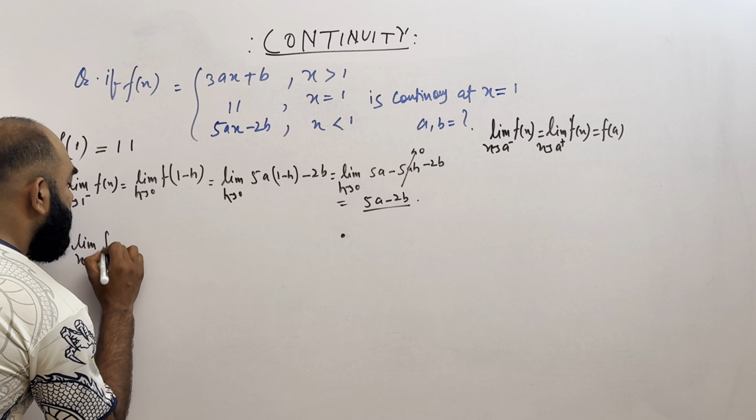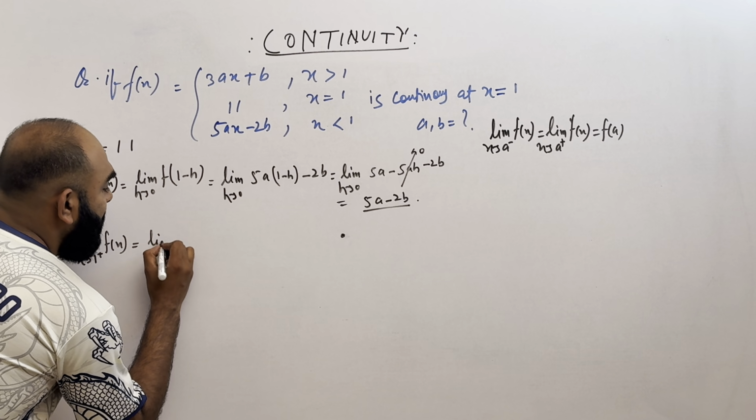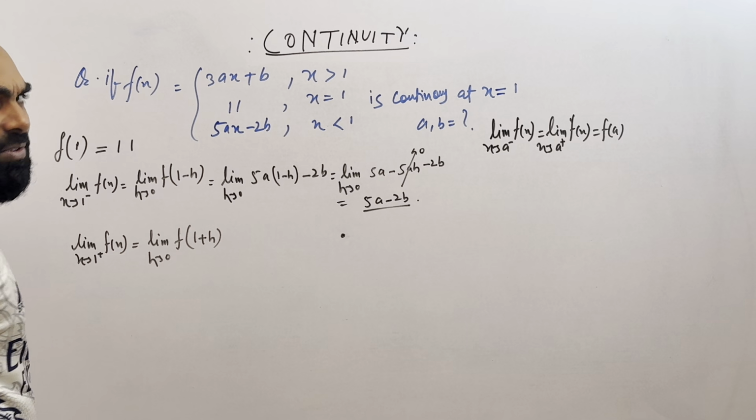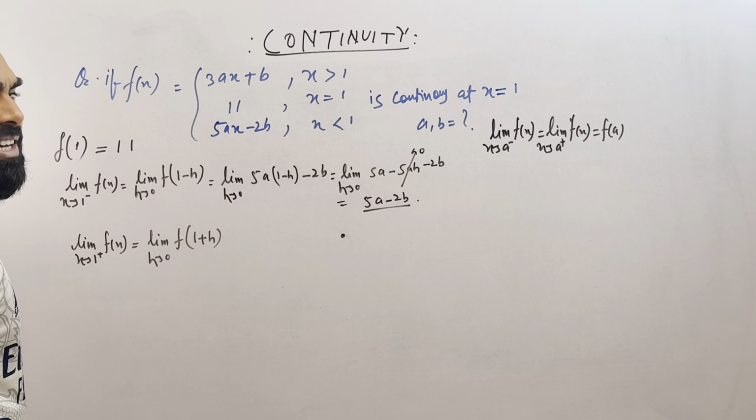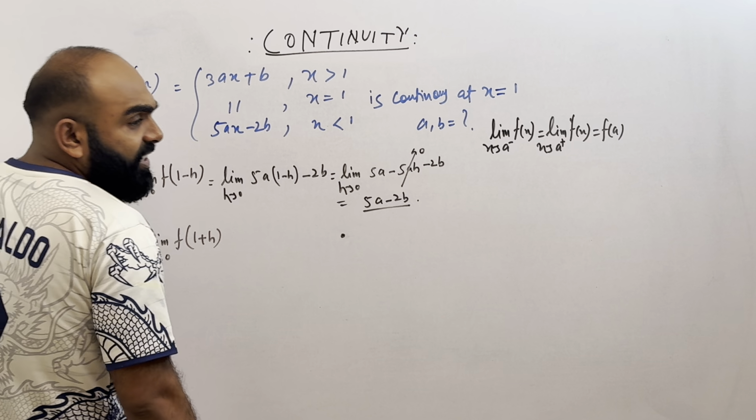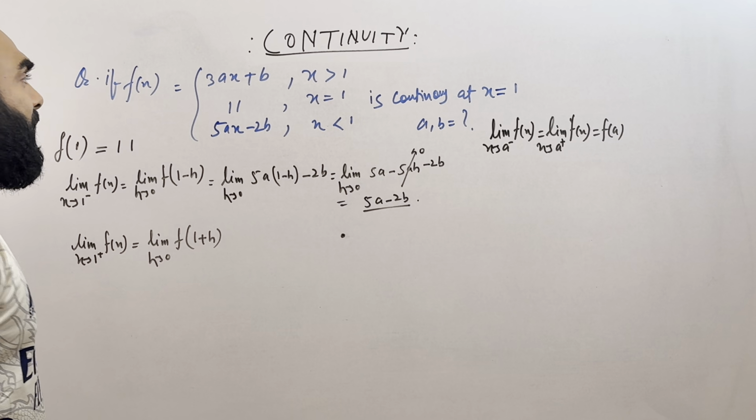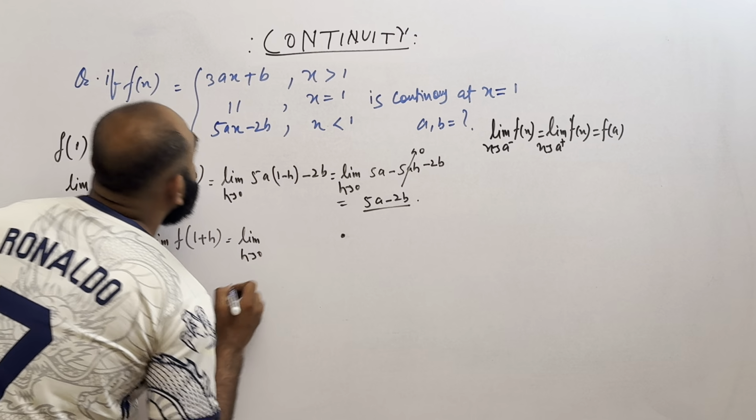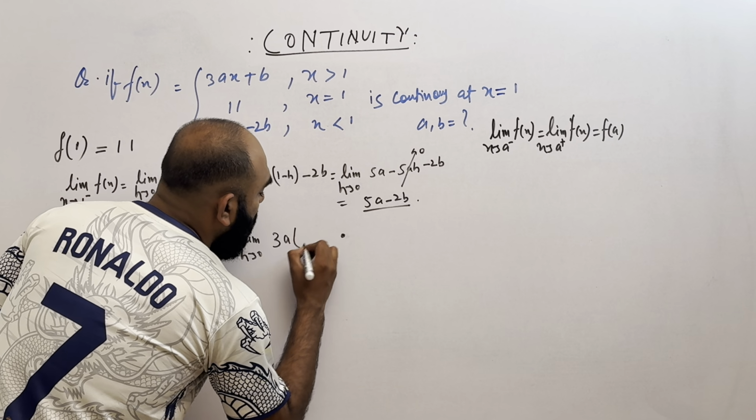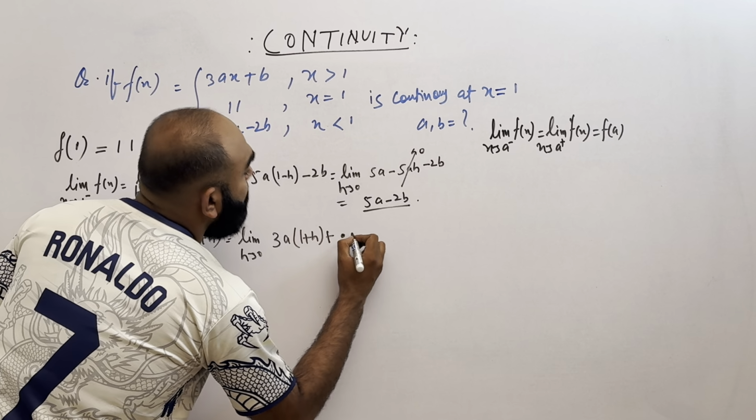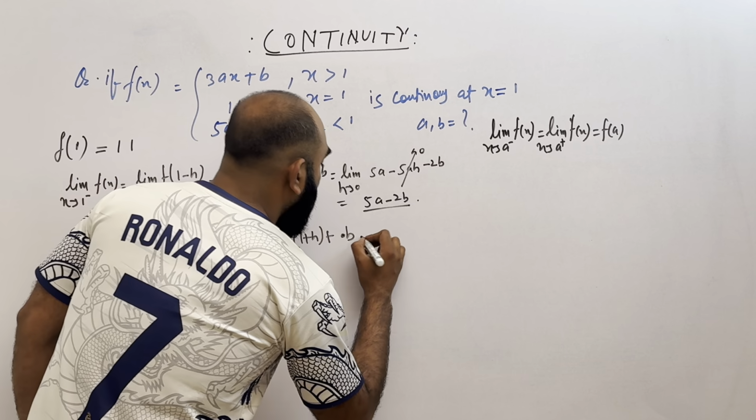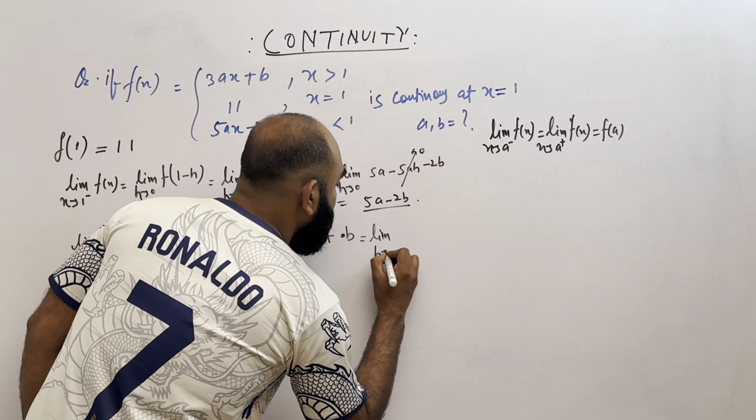So, limit x tends to 1 plus f of x is equal to limit h tends to 0 f of 1 plus h. Which function is valid? Sir, this function for greater than 1. For greater than 1, this function is there. Go in the function and in place of x, keep 1 plus h. Means it is limit h tends to 0, 3a into 1 plus h plus b. Okay, sir. Multiply this one. Open this one.